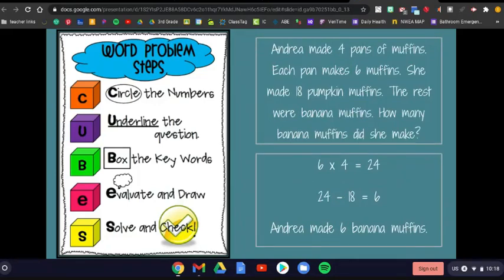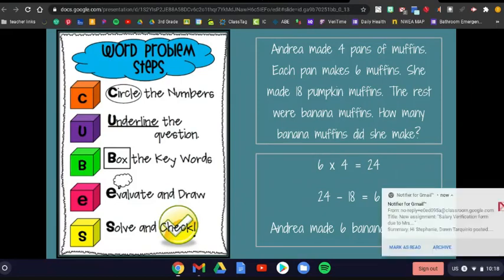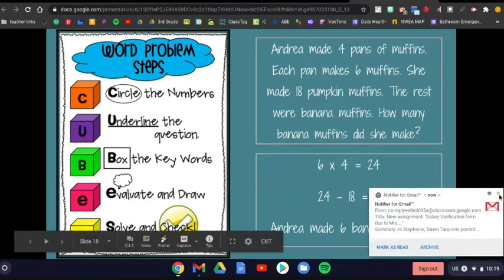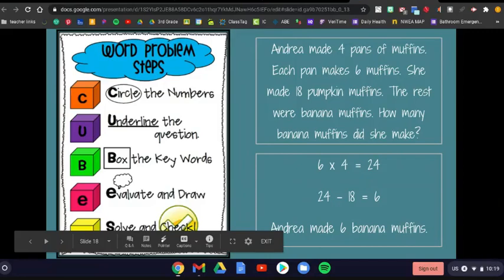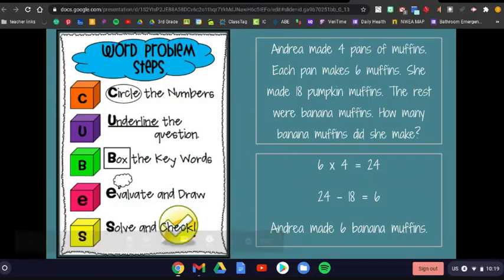6 times 4 is 24. You're correct, but that's only part of the question. That only tells me how many muffins Andrea made in all. From the 24 muffins that I have total, I know that 18 of them are pumpkin muffins. So 24 total muffins minus 18 pumpkin muffins equals 6 banana muffins. Some of you are saying 6 times 6.